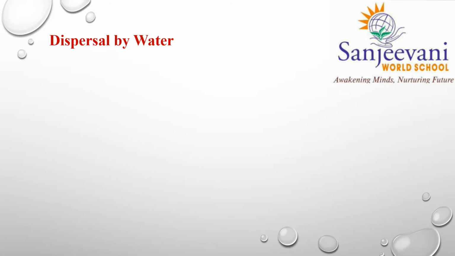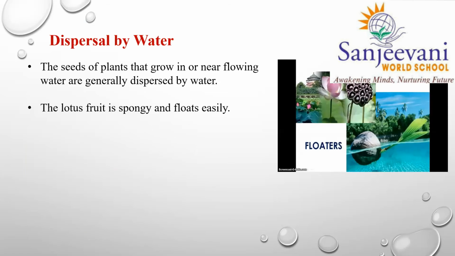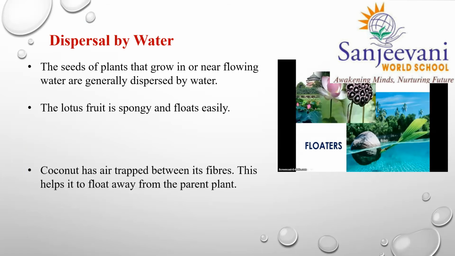Now, we will discuss dispersal by water. The seeds of plants that grow in or near flowing water are generally dispersed by water. The lotus fruit is spongy and floats easily. So, the seeds of lotus float easily, and they can be dispersed by water.